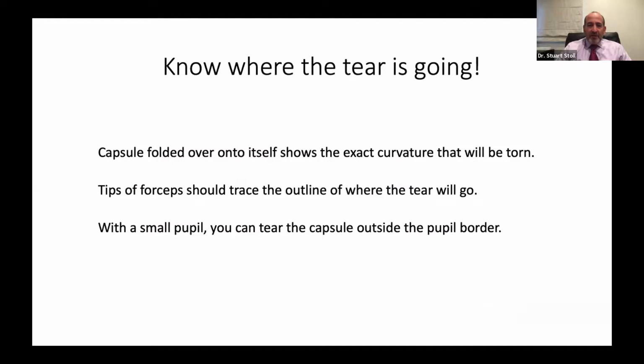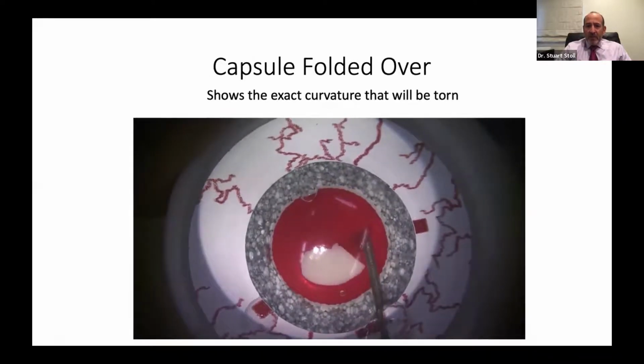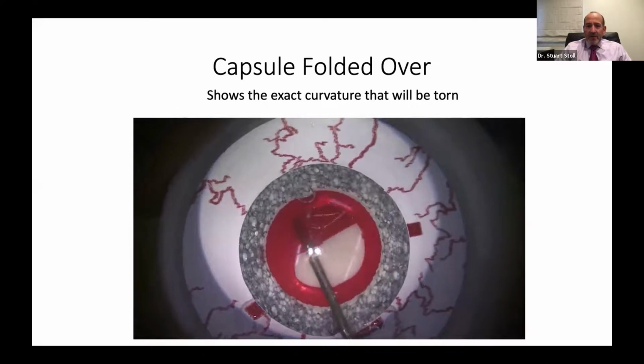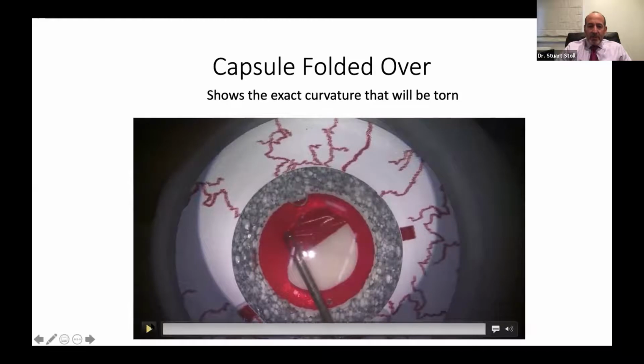You have to know where the tear is going. Once you get the capsule folded over onto itself, it shows you the exact curvature that will be torn. And the tips of the forceps should trace the outline of where the tear will go. That's super important. I'm going to show you that on the video. And with a small pupil, you can even tear the capsule outside the pupil border. You won't be able to see the propagation point, but you know you're under control because of what you're doing. So here, this is going to show folding the capsule over. And once that capsule's folded over, the tear just follows exactly along behind it. So I'm going to try to show you that again here.